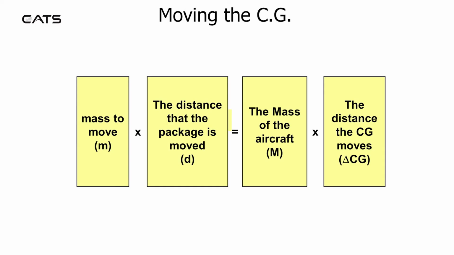Moving the CG. There's a standard formula that can be used, which is M times D equals M times delta CG. Little m is the mass to move, multiplied by little d, the distance that the package is moved, equals large M, the mass of the aircraft, multiplied by delta G, which means change, the distance the CG moves.